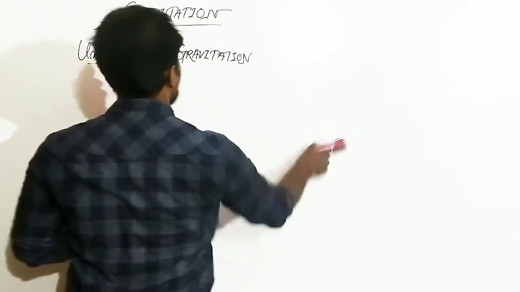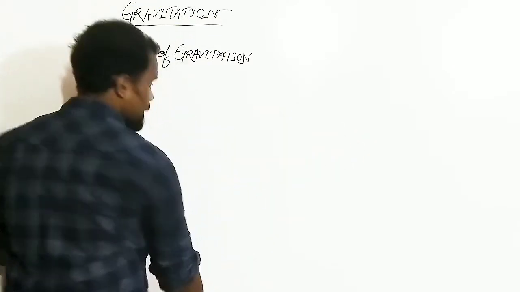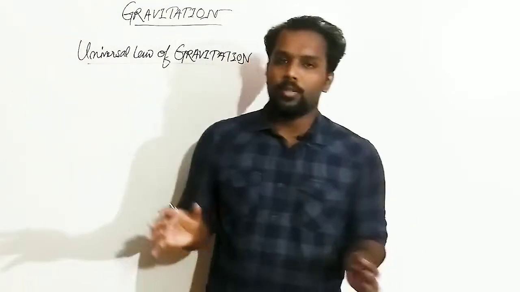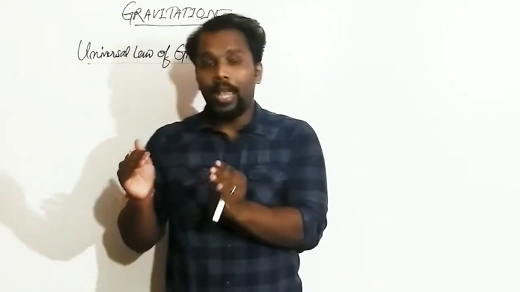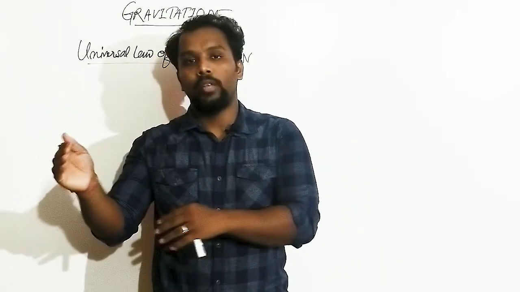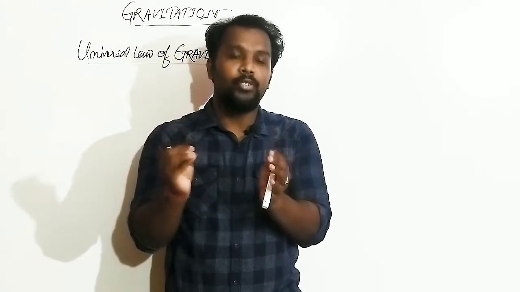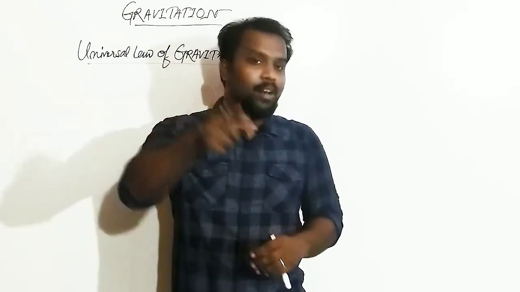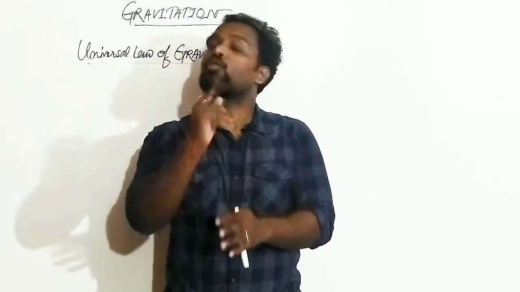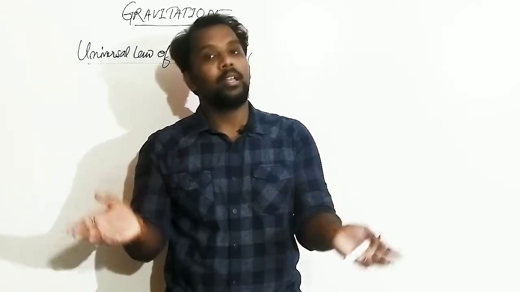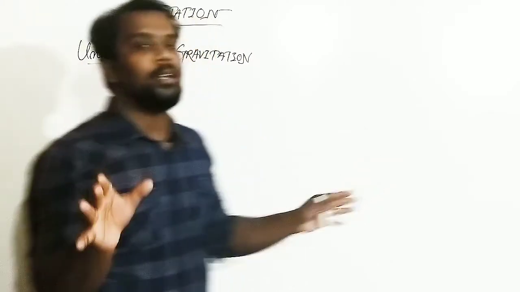Now we will move towards our universal law of gravitation. What does it actually say? The universal law of gravitation says that in the universe, every object attracts the other object with a force that is directly proportional to the masses of the objects and inversely proportional to the square of the distance between the two objects. I hope you are not getting anything from this, so I will just explain with mathematical things.